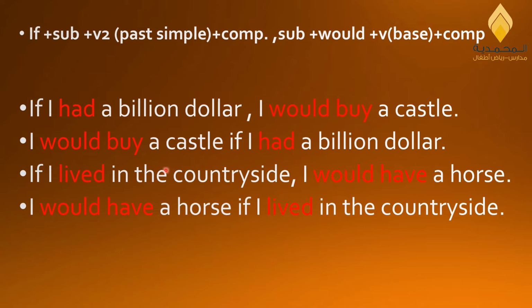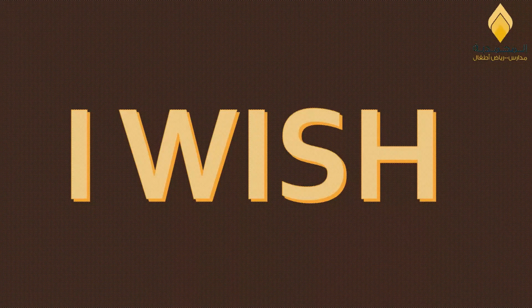Another example, if I lived in the countryside, I would have a horse. Or you can say, I would have a horse if I lived in the countryside. With the if clause, remember that we used verb two. With the main clause, we used would plus have, which is the base form of have. Now, let's quickly review I wish.